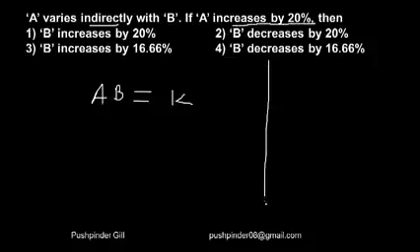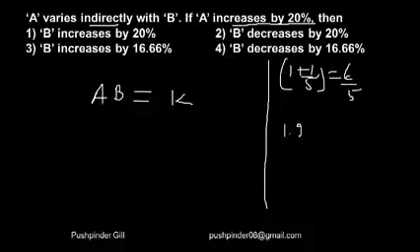Now, getting increased by 20% means 20% is 1 by 5, which means getting multiplied by 1 plus 1 by 5, or 6 by 5. Or you can say getting multiplied by simply 1.2, which is nothing but 6 by 5 again. Now A increased by 20%. That means this got multiplied by 6 by 5. Right? So this became this.